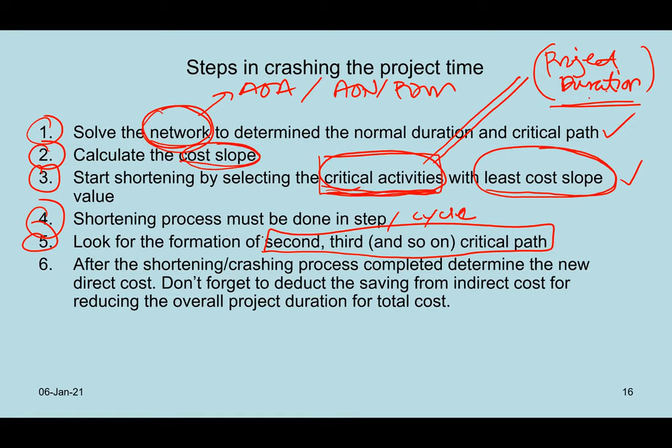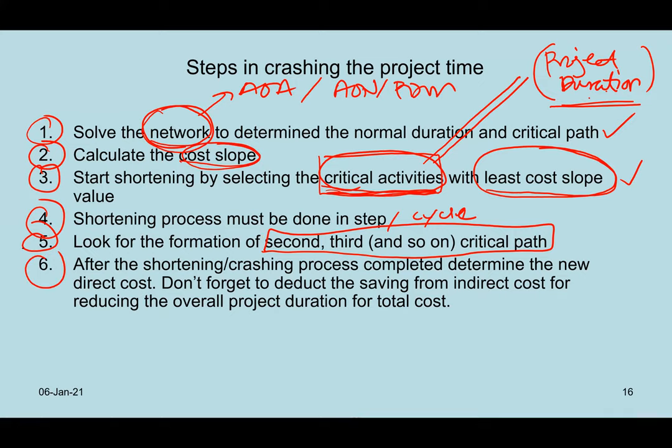But when you do project crashing, you notice that the critical paths keep adding up. You start with a single critical path, then suddenly you will see a second critical path formed. Then you will see the third one, then the fourth one, and then all the paths become critical. When all the paths become critical, compressing the project can sometimes be very difficult because you need to compress almost every activity, and the cost will be higher and higher because every activity has a cost slope. That is the issue.